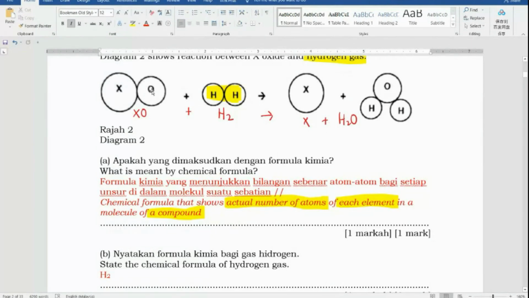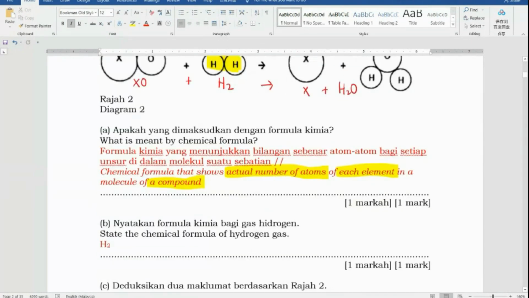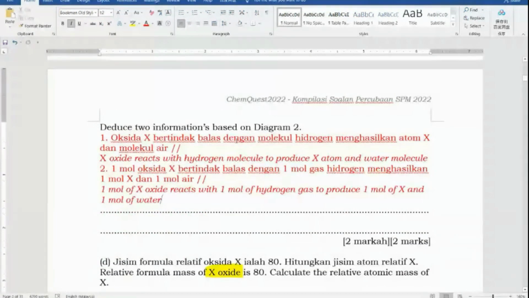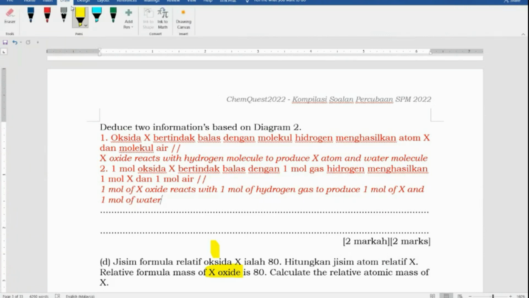1 X, 1 O. Correct or not? So meaning that your formula of X oxide is XO. So can you find the X? If XO is 80, what is the X? This one we can try to calculate now. So XO equals 80. You need to find the X, right? So what is the Ar for O, class? Who can remember?